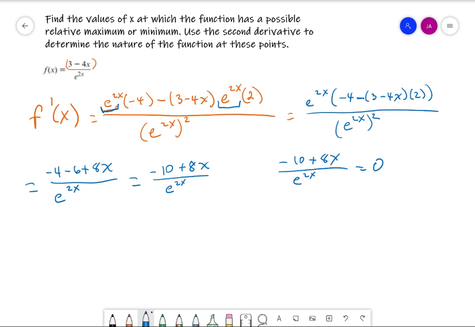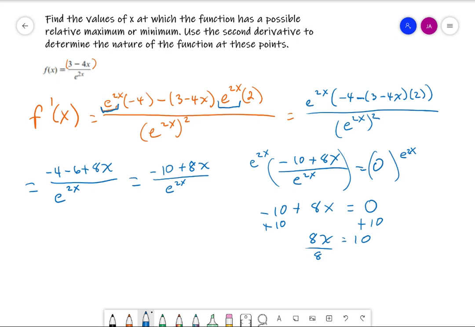We do have something related to a rational expression here, and so I can just multiply both sides by the least common denominator. That's going to be e to the 2x. e to the 2x divided by e to the 2x is 1, and I'm going to be left with negative 10 plus 8x is equal to, well, e to the 2x times 0 is still 0. I can add 10 to both sides. 8x is equal to 10. And then divide both sides by 8, x is equal to 5/4.